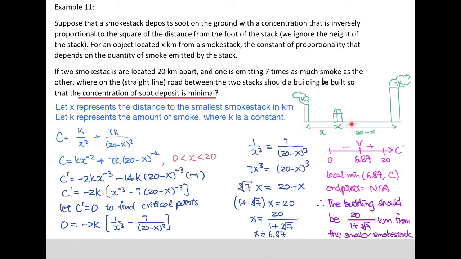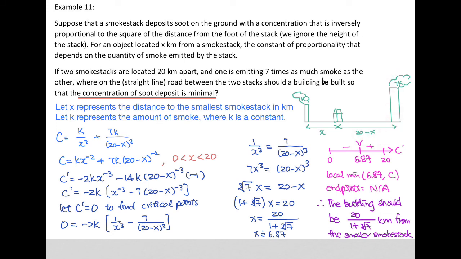First, let's draw a diagram. And second, I say that K represents the amount of smoke from the smaller stack. Then the bigger smokestack, emitting 7 times more, will be 7K. And I say the distance between the little house and the smaller stack is x kilometers. That means the distance from the house to the bigger one will be 20 minus x.